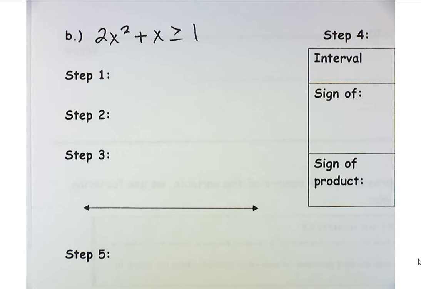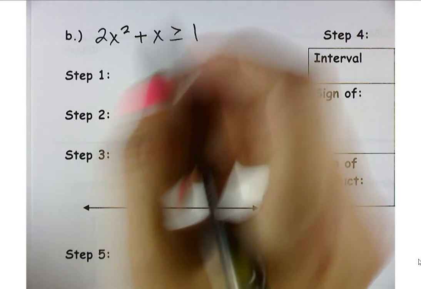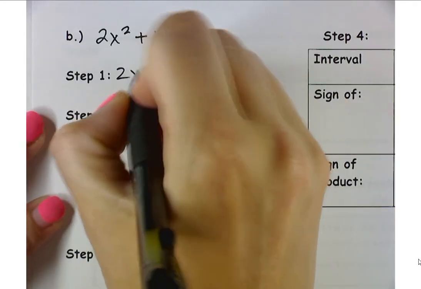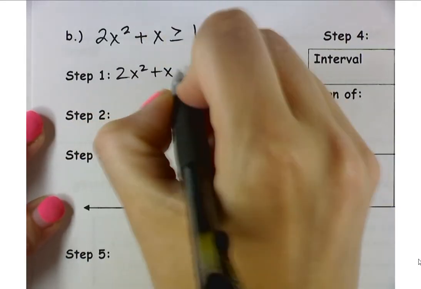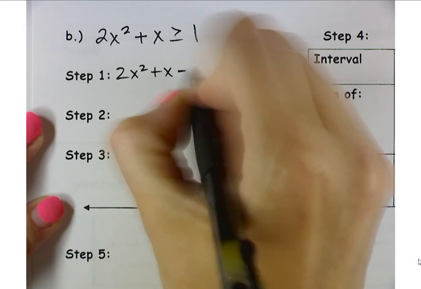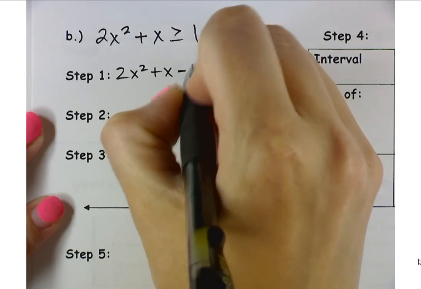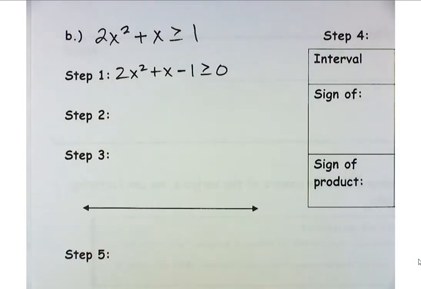Okay, so Jory, what's my new equation now? 2x squared plus 1x, and what was the last thing you said? Minus 1. Yep, minus 1 is greater than or equal to 0. So you have to subtract that over. Okay, Caleb, what are we gonna try to do next?